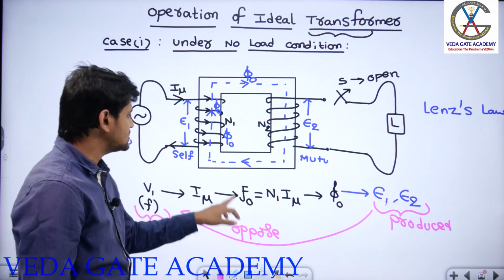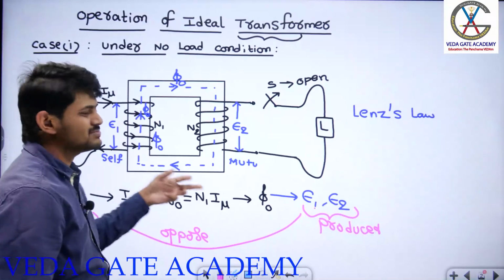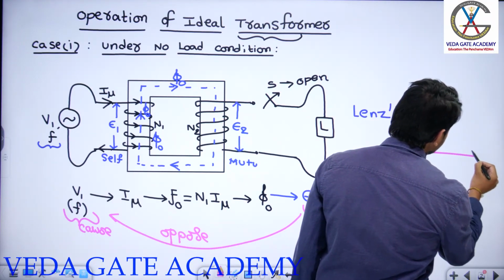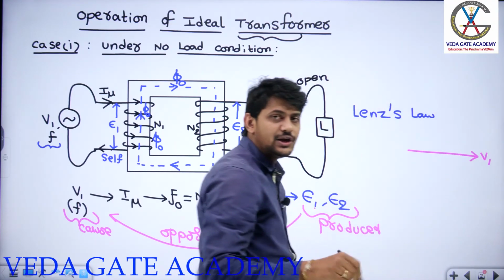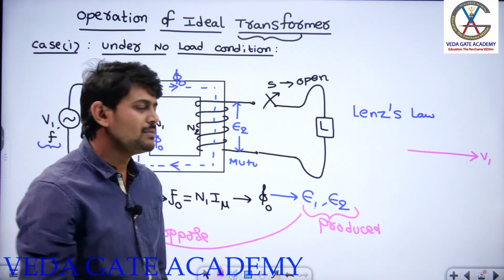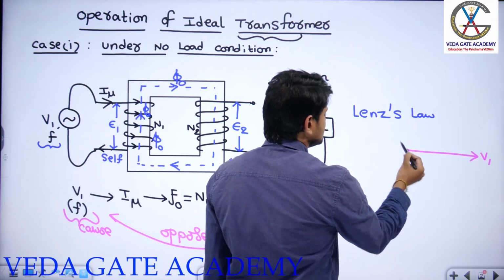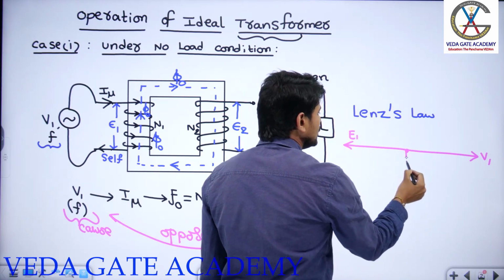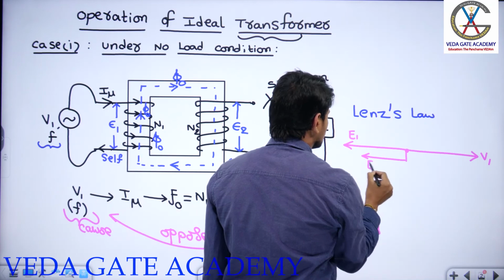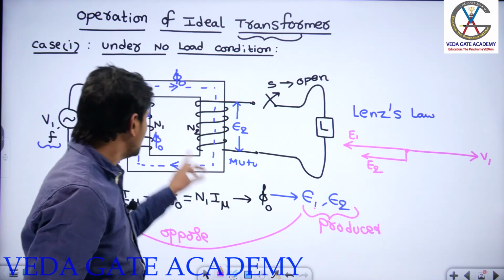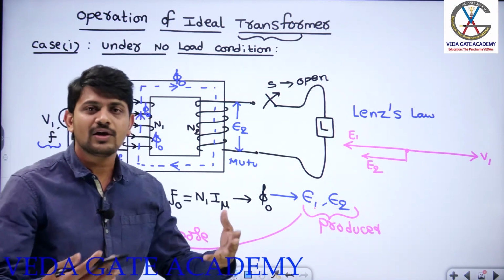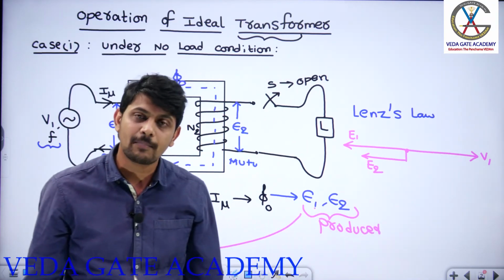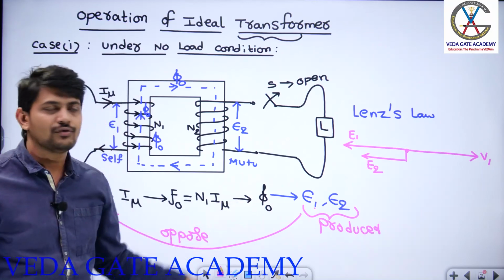What is the meaning of changes in the applied voltage? In terms of the phasor diagram, without going more in depth, if the applied voltage phasor is in this direction, the induced EMF in the primary will be exactly 180 degrees out of phase, and E2 will also be exactly 180 degrees out of phase. So the induced EMFs in primary and secondary are in phase with each other, but exactly 180 degrees out of phase with respect to the applied voltage. That happens because of Lenz's law.